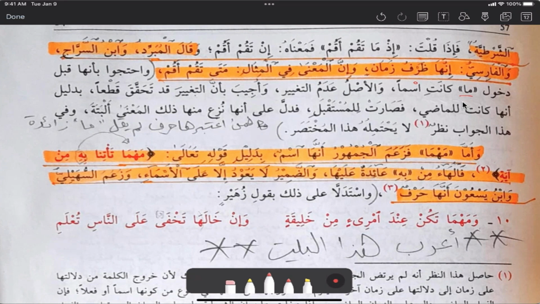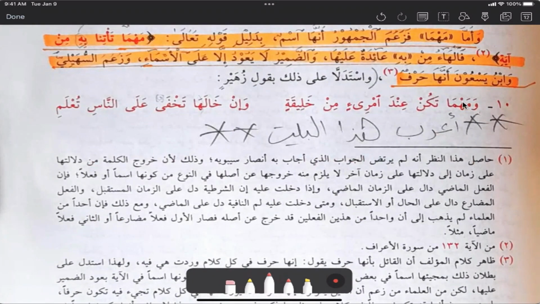And what did Ibn Hisham say? He's the judge here. He's the ref here. He says, وَفِي هَذَا الْجَوَابِ نَظَرٌ, but the answer of Sibawayh is disputable. لَا يَحْتَمِلُهُ هَذَا الْمُخْتَصَرُ, but explaining it is not befitting of this summarized book. So he's saying, خلاص, Sibawayh doesn't have the stronger argument. We're not going to talk about it now.